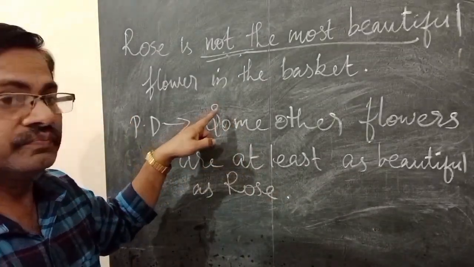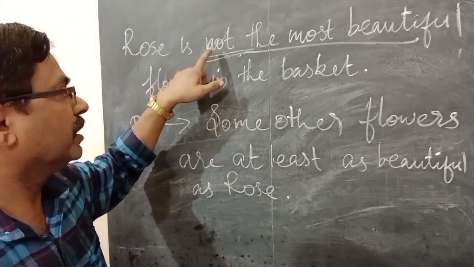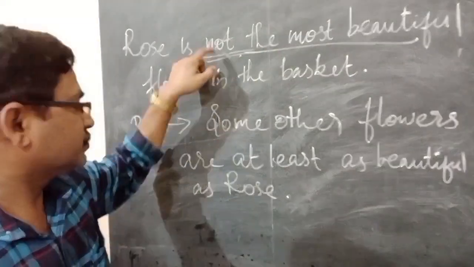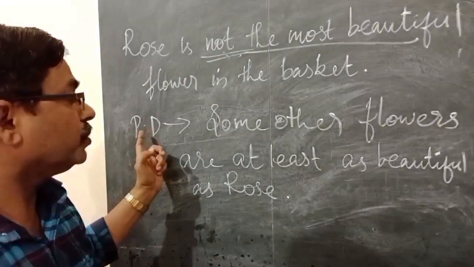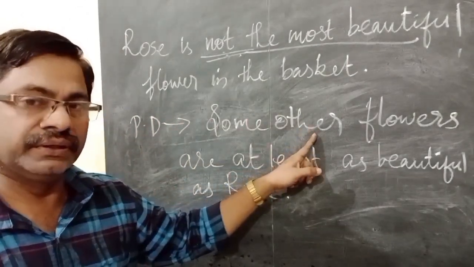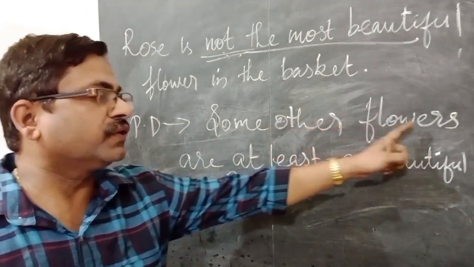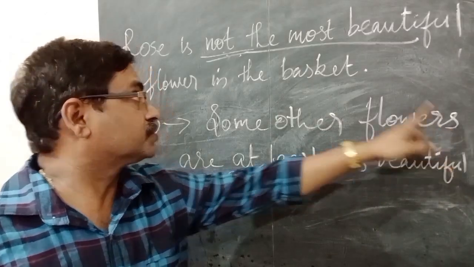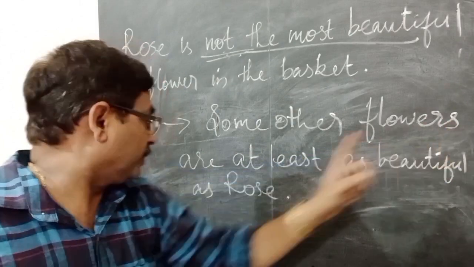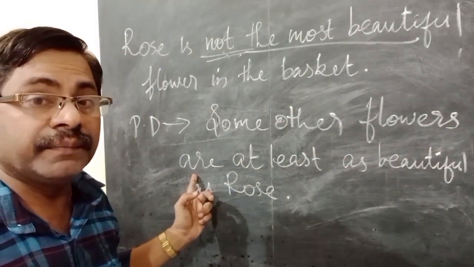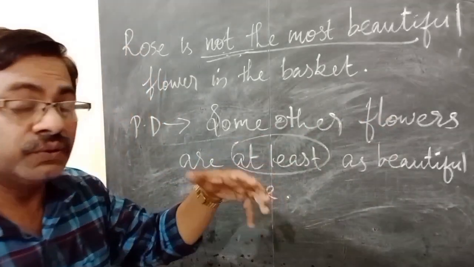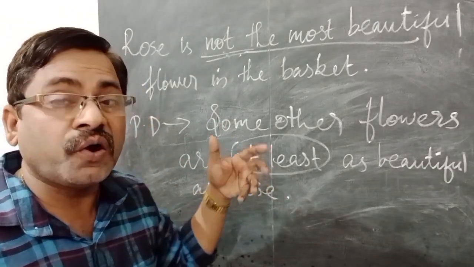So in this model, which model? The superlative degree preceded by not. In such a case the positive degree should not start with no other or very few. Instead of that, some other should be used. Some other is followed by a plural noun. So flowers, the noun given, its plural form should be used. As the noun is plural, definitely it is followed by a plural verb. The only word we added is at least. In order not to change the meaning, we use this word.